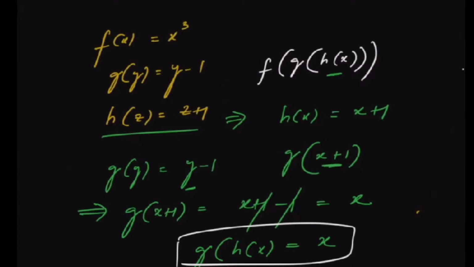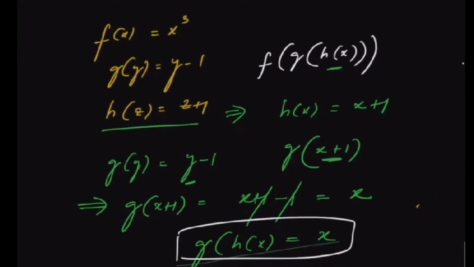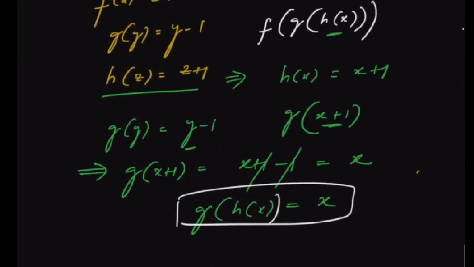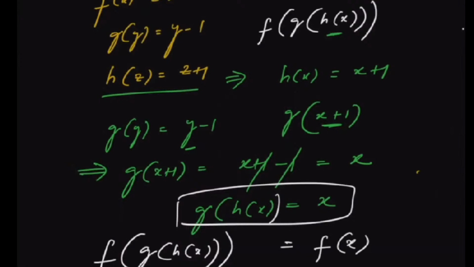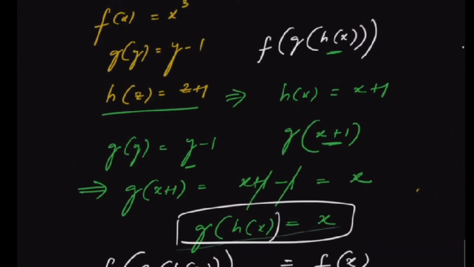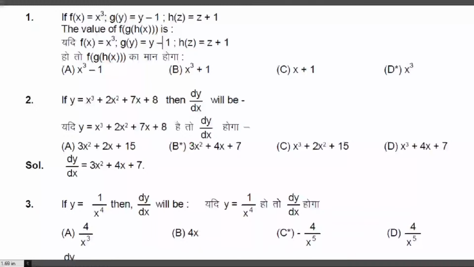Correct? Then what is f of g of h of x? We just found out g of h of x was x, so it becomes f of x. So what we need to find is f of x, which is x cubed. Correct? Okay, so your answer is D.